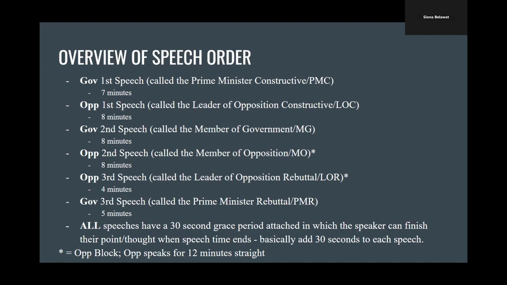All the speeches have a 30-second grace period, which means that you get an extra 30 seconds after your speech time to finish a point. This is not to introduce a new argument. This is not to suddenly speed through an entire contention. It is to finish your point.